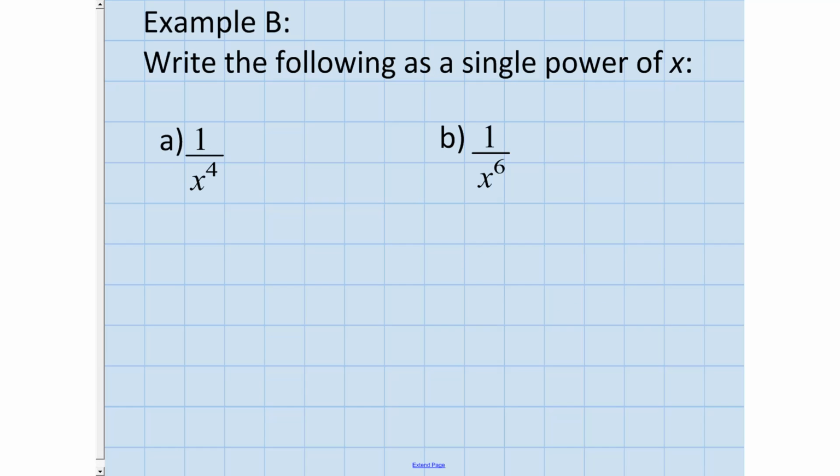So some slightly different questions now. Write the following as a single power of x. So we're linking it to algebra now. 1 over x to the 4. Well, this is the same as x to the minus 4. Because remember, a minus power is 1 over the positive power. So 1 over x to the 4 is the same as x to the minus 4. Similarly, 1 over x to the 6 is the same as x to the minus 6.